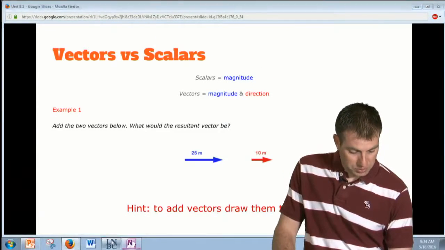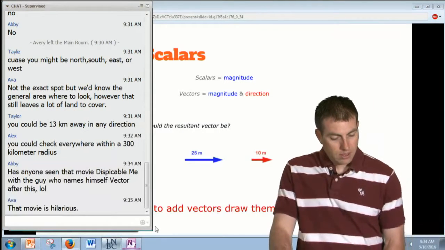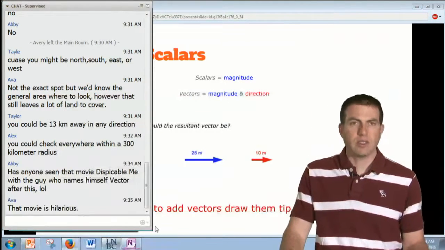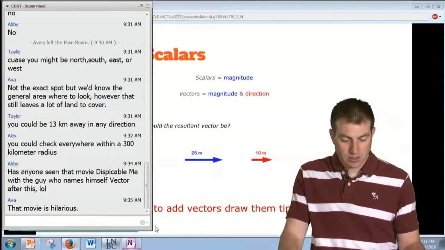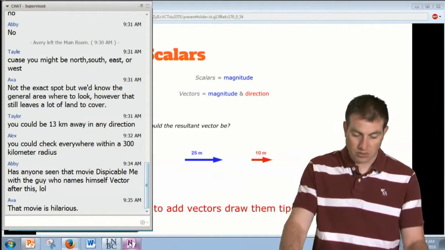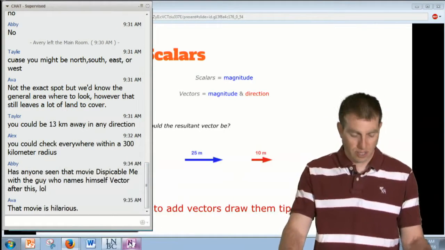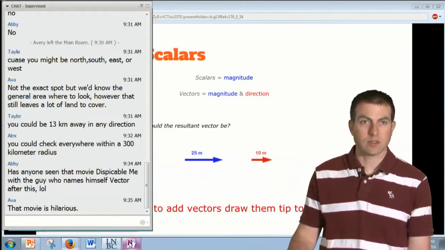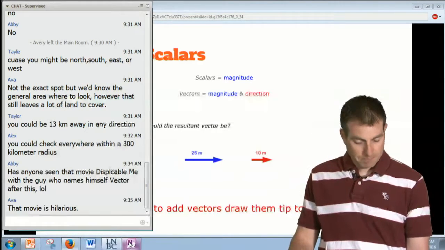I've seen the movie Despicable Me, but the guy names himself Vector. Is that the bad guy? And does it have to do with this? I guess I just kind of watch it in the background while my son's watching it.